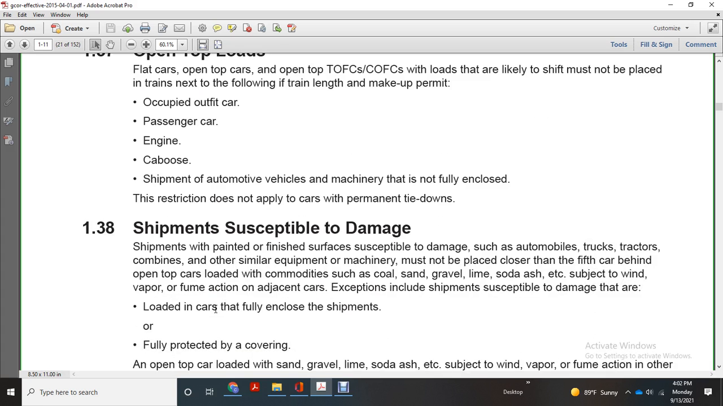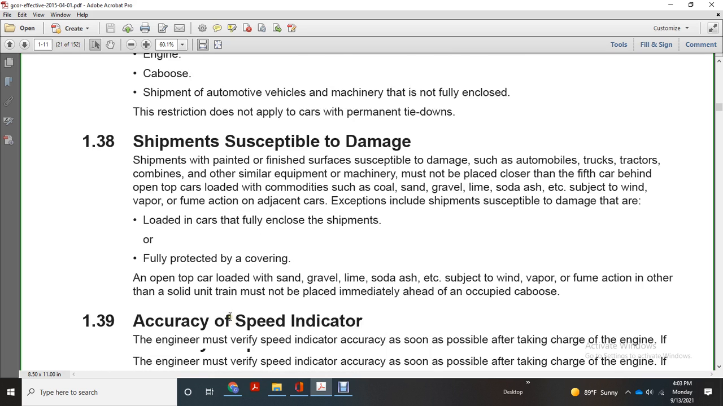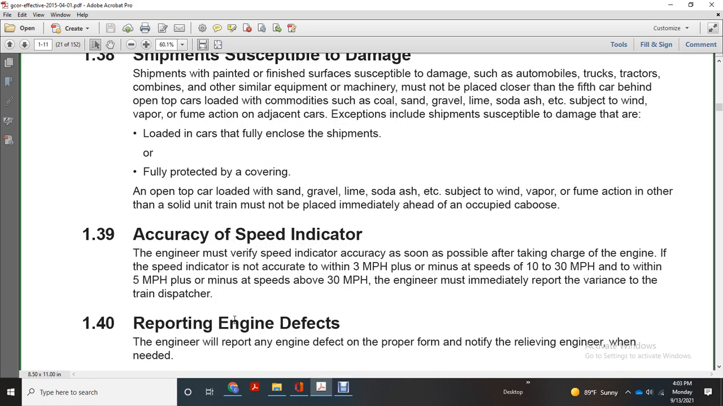Shipments susceptible to damage must be placed with surveillance, such as automobile or truck loads that combine other similar equipment. The machinery must not be placed closer than the fifth car behind an open top car loaded with coal, sand, gravel, lime, soda ash, etc., subject to wind, vapor, and fume action on adjacent cars, except when the shipment susceptible to damage is loaded in a fully enclosed car or fully protected by covering. Any open top car with sand, gravel, lime, soda ash, etc., subject to wind, vapor, and fume action, other than a solid unit train, must not be placed immediately ahead of an occupied caboose.